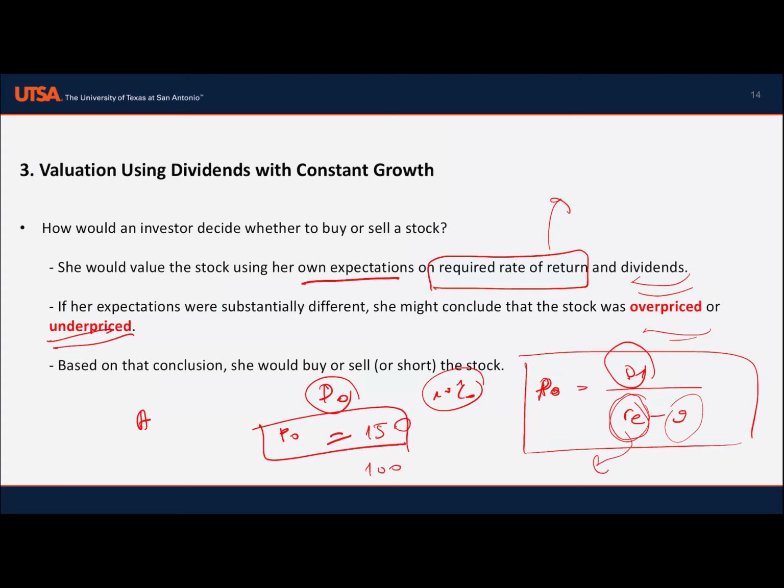So you're saying the current price of the stock is lower than the calculated stock price, which is underpriced, and vice versa. If the current price is, let's say, 200 and you find 150, you're saying this is overpriced. So based on that calculation, you will buy or sell. Sell means short the stock, right?